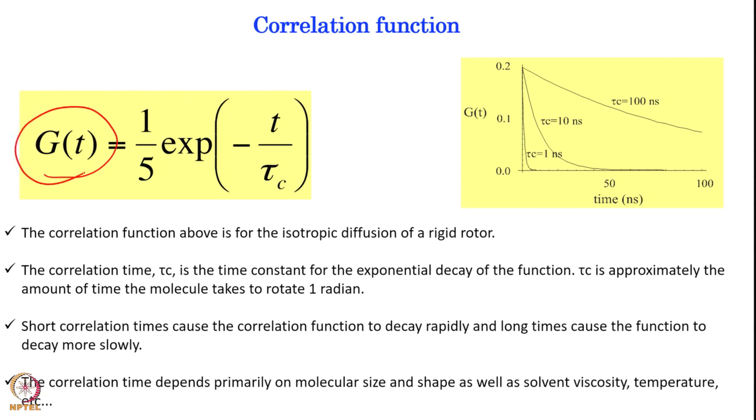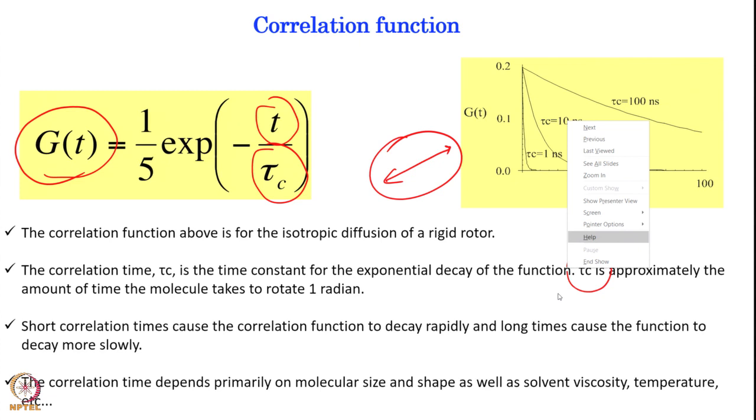The correlation function can be given as g of t equals 1 by 5 exponential of minus t by tau c. Now, this tau c is the correlation time. So, the correlation function for an isotropic diffusion of a rigid rotor, let us treat this spin as a rigid rotor, can be given in this term, g of t equals 1 by 5 exponential of minus t by tau c. Now, this correlation time, tau c, is the time constant for an exponential decay of the function. Tau c is the approximate amount of time a molecule takes to rotate by 1 radian. So, how much time it takes to make a rotation by 1 radian, that is tau c, the correlation time.